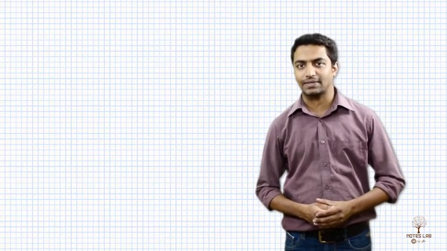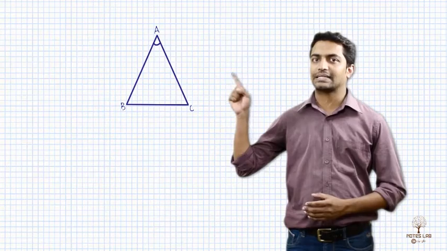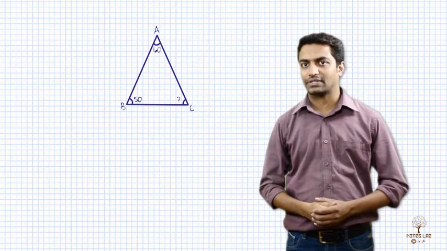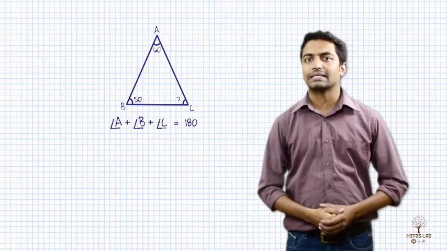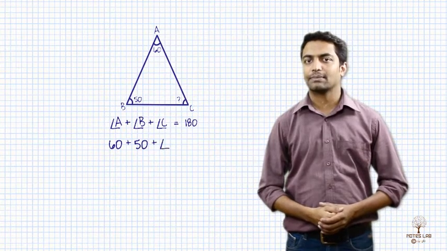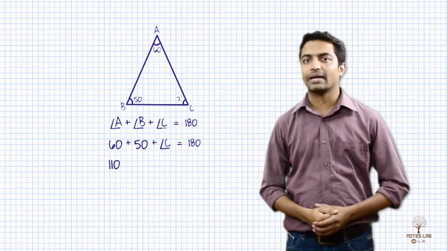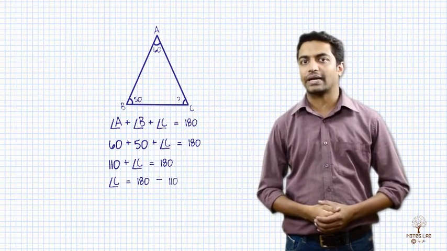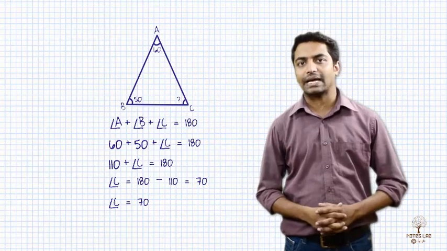This angle sum property of the triangle is used to find the missing angle in a triangle. Let us take an example to understand this. Say we have triangle ABC with angle A 60 degrees, angle B 50 degrees and angle C is missing. We know angle sum property of the triangle. Angle A plus angle B plus angle C is 180 degrees. Angle A is 60 degrees, angle B is 50 degrees plus angle C gives us 180 degrees. Then 60 plus 50 is 110. 110 plus C gives us 180 degrees. So angle C is 180 minus 110, that is 70. So angle C is 70, and this is how we find the missing angle in a triangle.